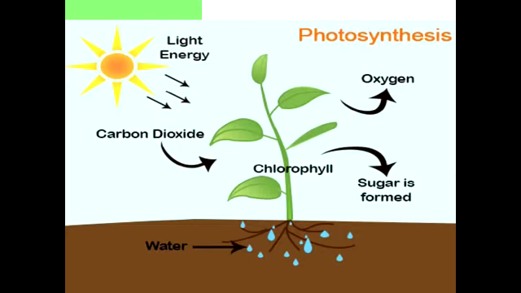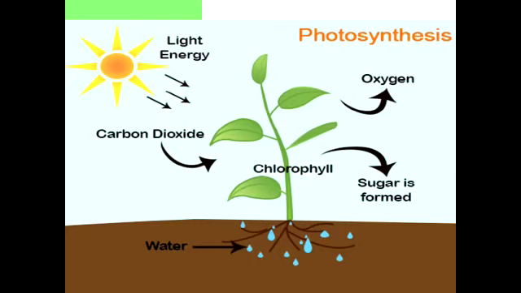And also it prepares sugar. Sugar is the food for plant. I will repeat the process. See the diagram again. You can see a green plant. Green plant has chlorophyll in the leaves. Now, green plant is absorbing light energy from the sun, carbon dioxide from the air, and water from the soil.